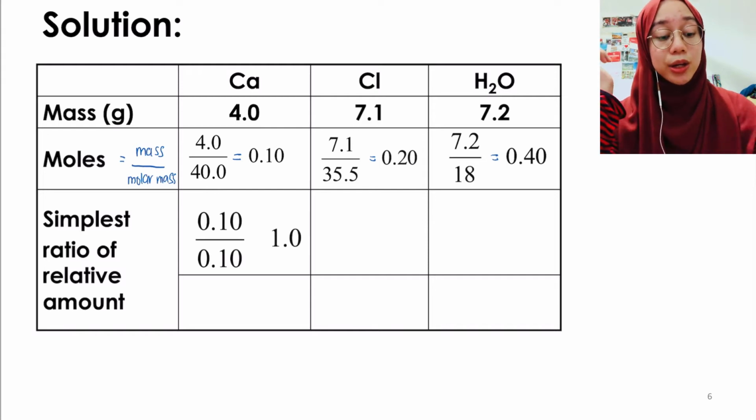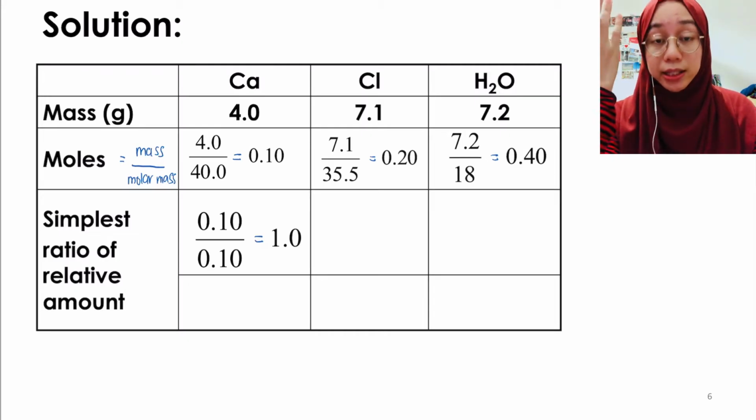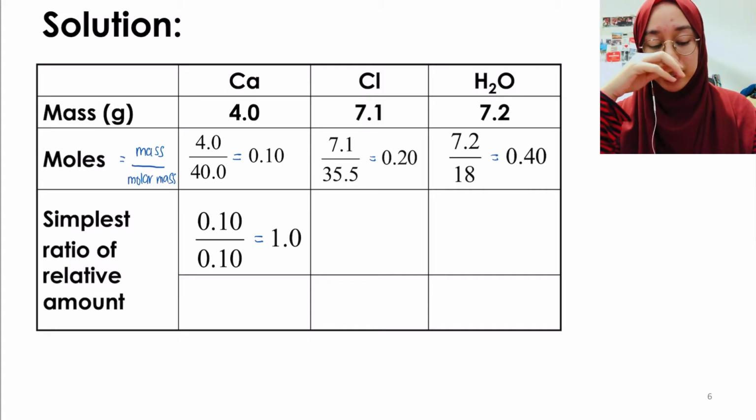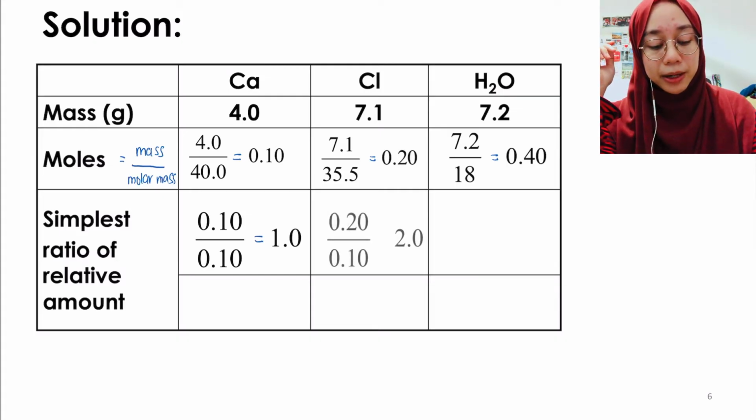Again, you need to show the calculation. Show the calculation please. So 0.1 divided by 0.1 is 1. The same number, when we divide, we get the same. And then the next one, 0.2 divided by 0.1, you get 2.